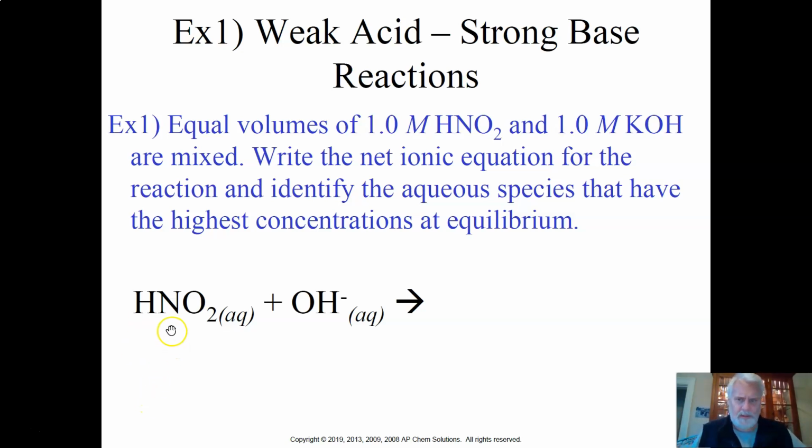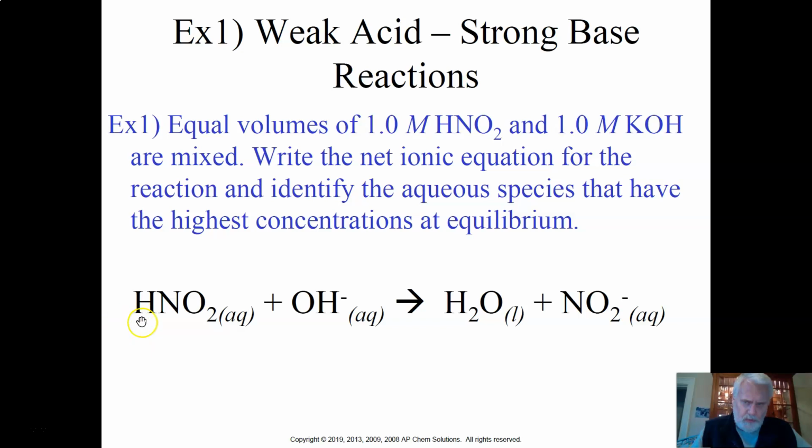so poor little HNO2 becomes H2O because the OH ripped that hydrogen off, and now you got the weak acid was forced to give up its hydrogen, and ends up being NO2 minus. All right.